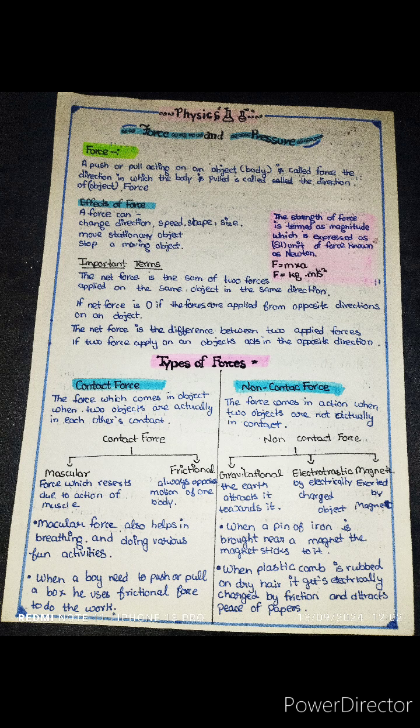Muscular force is the force which results due to the action of muscles. When you cook chapati, the force is exerted by the muscles of your hand. That is why the chapatis become plain and circular in shape. And frictional force always opposes the motion of one body. When an object is there and you apply force to it with your hands or with anything, it is in friction because they both are connected together. So in this way they are contact forces.